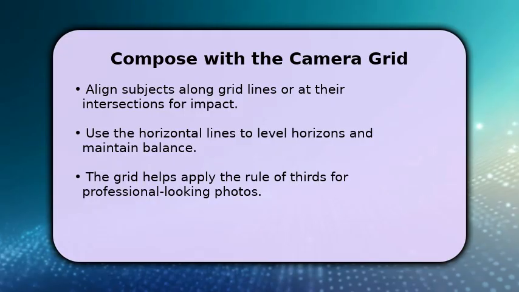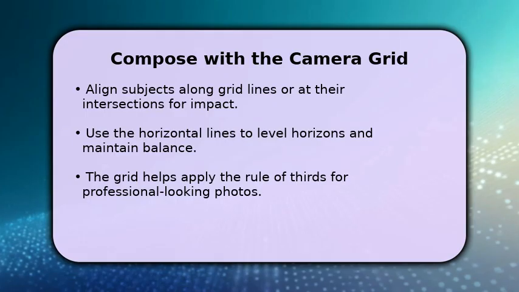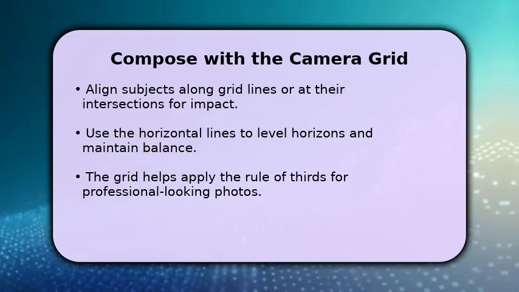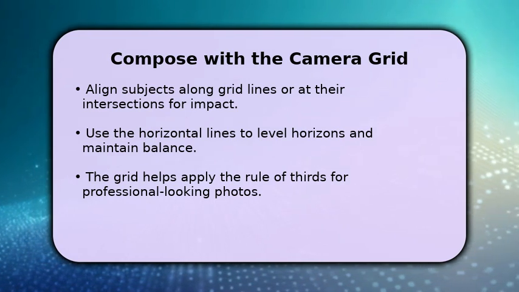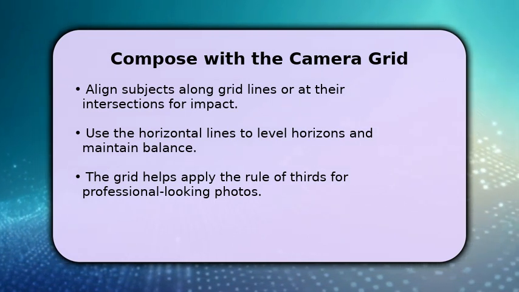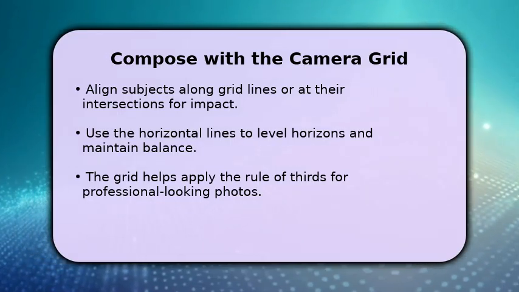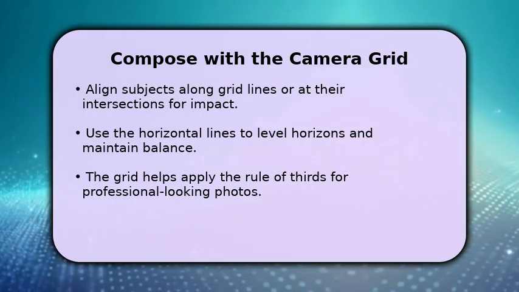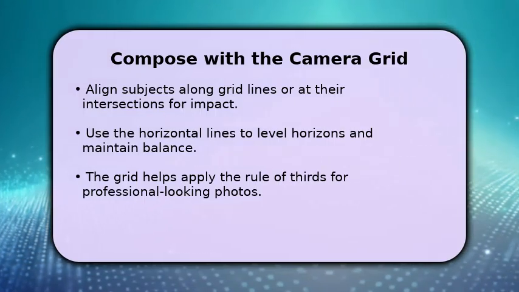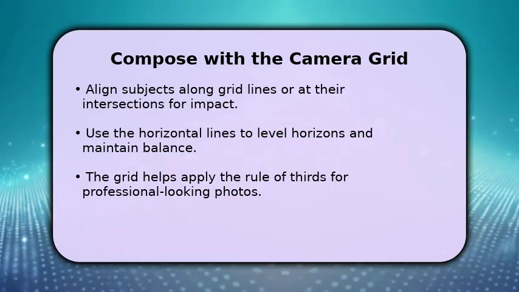With the grid now active, you can immediately start using it to enhance your photography. Try placing your main subject along one of the grid lines or at one of the 4 intersection points for a more dynamic composition, following the rule of thirds. The horizontal lines are excellent for ensuring your horizons are perfectly level. This simple visual aid can significantly improve the balance and aesthetic appeal of your photos and videos, making them more engaging.